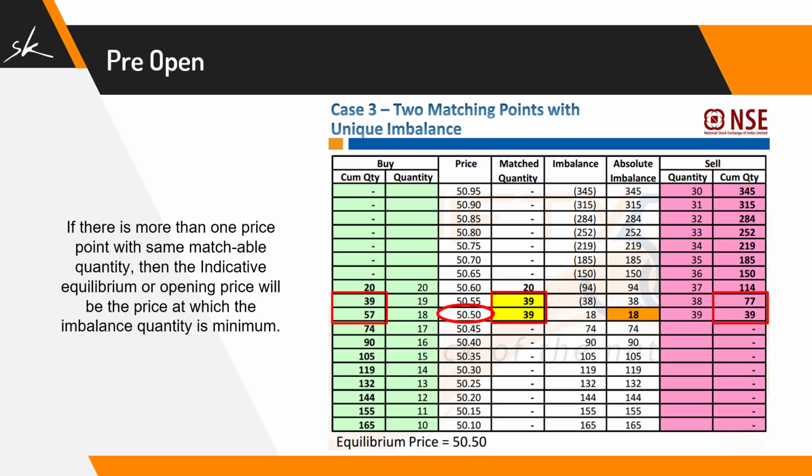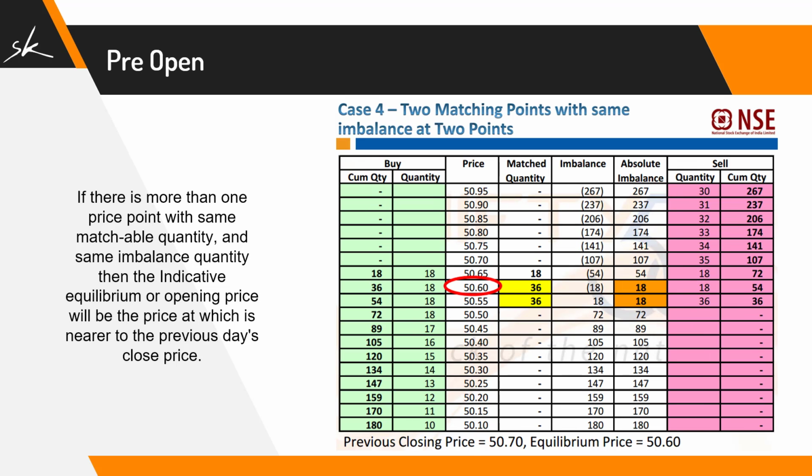Now, because we have 2 price points at which the quantity is matching, the leftover quantity is considered to find the equilibrium price. You can see at 50 rupees 50 paise we will be having pending 18 shares, but at 50 rupees 55 paise the number of pending shares will be 38. Therefore, the one which has the least number, which in this case is 50 rupees 50 paise, will be considered as your equilibrium price or your opening price.